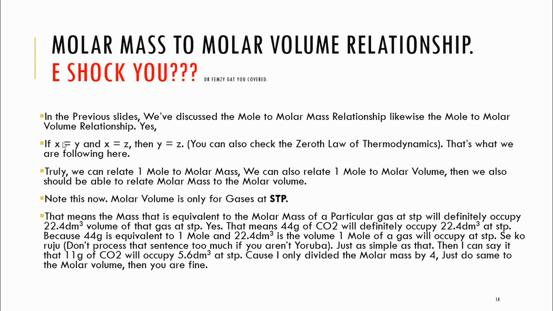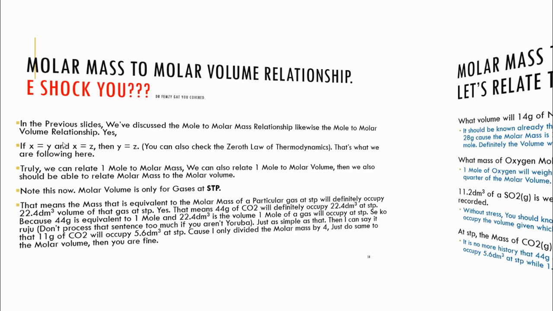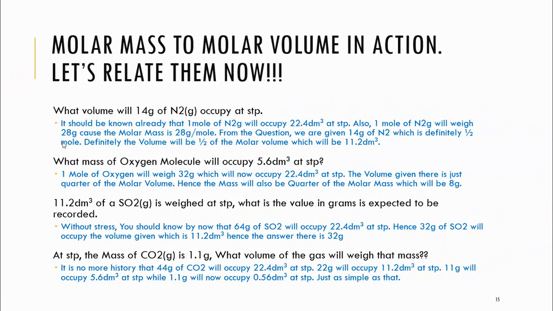Don't forget it's for gases when you're doing this. So if I say 32 grams of oxygen gas, what would be the volume at STP? The volume of 1 mole of oxygen is 22.4, and the mass of 1 mole of oxygen is 32. That means 32 grams of oxygen will occupy what? 22.4 dm cube. Simple stuff. And if 32 grams will occupy 22.4, then you can say 16 will occupy what? 11.2. You can say 8 will occupy what? 5.6. That's just the idea. So, molar mass to molar volume in action.